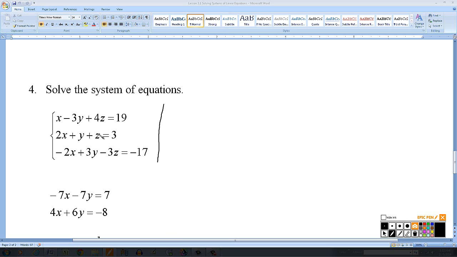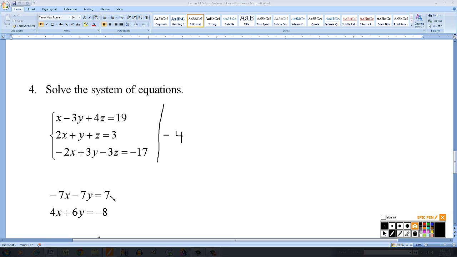So I'm going to multiply the second one by -4 all the way across. Okay, so -4 times 2x is -8x, and 1x is -7x. That's how I get this -7x over here. Then -4 times y is -4y, and a -3y is -7y. I get this here. Then -4 times 3 is -12, and 19 is 7.